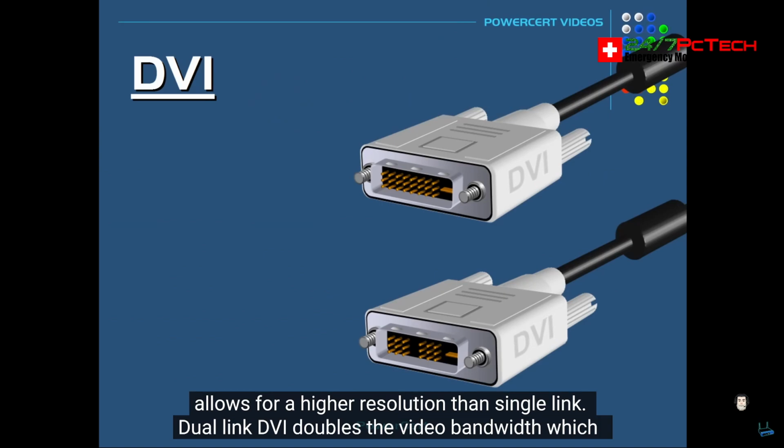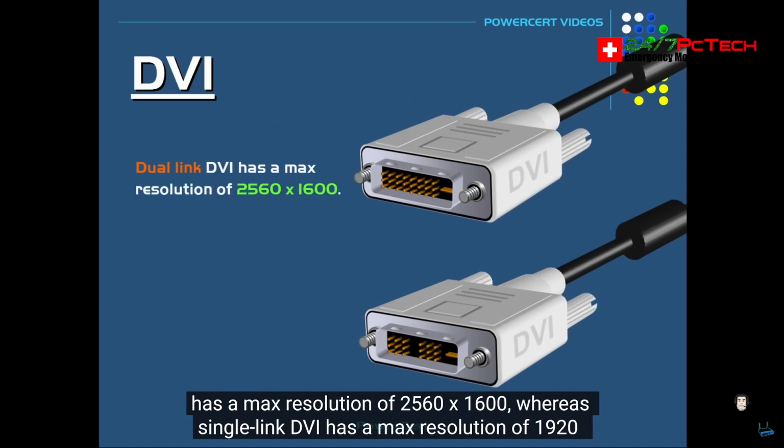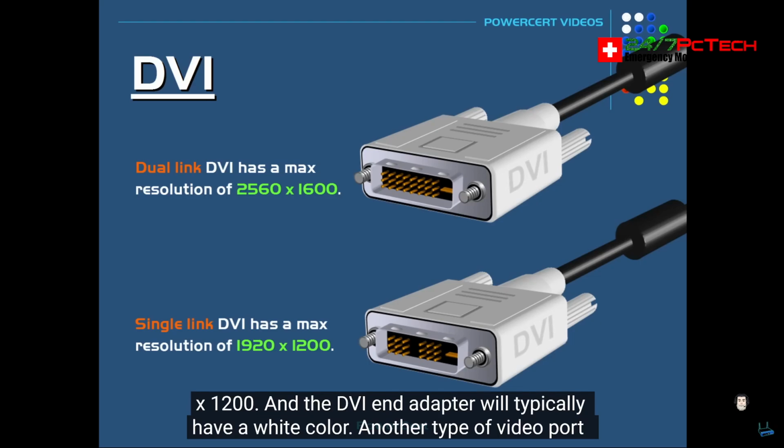Dual link DVI doubles the video bandwidth, which has a max resolution of 2560 by 1600, whereas single link DVI has a max resolution of 1920 by 1200. And the DVI end adapter will typically have a white color.